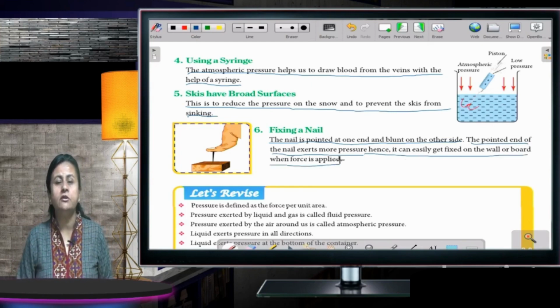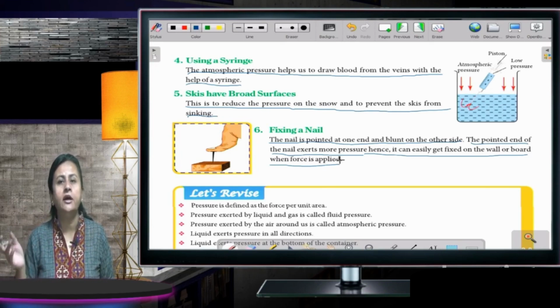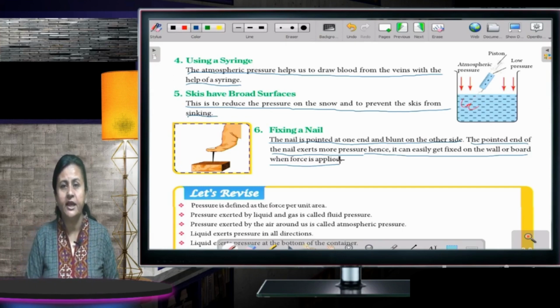So, children, with this, I finished the chapter. I hope you all have understood. Go through it again. Read it as many times as you can so that the things get more clear and you're able to learn it without rote learning. Understanding is more important. Rote learning is not going to help you. Thank you and have a nice day.